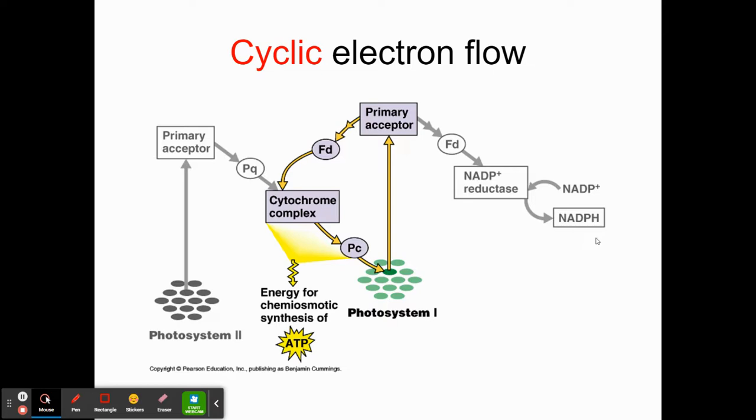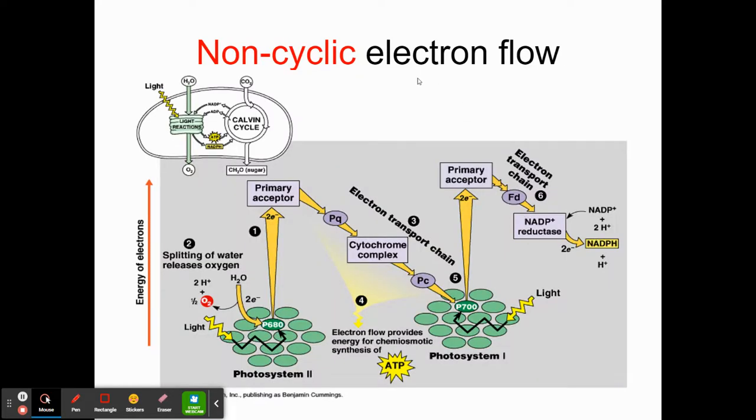Besides non-cyclic electron flow, there's also cyclic electron flow. And let me just show you why this is called non-cyclic electron flow. It's because the electrons start here in photosystem 2, and then they're going to go down the electron transport chain, go down another electron transport chain, and then they'll end up here on this molecule of NADPH, and then the NADPH will be used to make sugars. And so the electrons don't come back. They're going one way. That's why it's called non-cyclic electron flow.